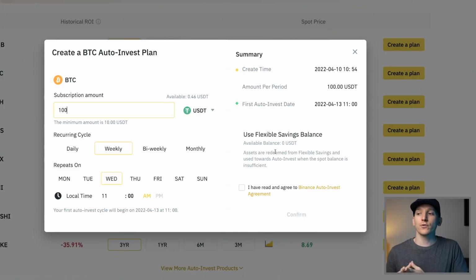Now, if you don't have enough funds to actually go ahead with the purchase, it will be cancelled, right? So let's say it's Wednesday and you only have $99. The system won't be able to do it and it will just skip over and then try to buy the next amount next week. So if you don't have enough, obviously it just won't do anything.